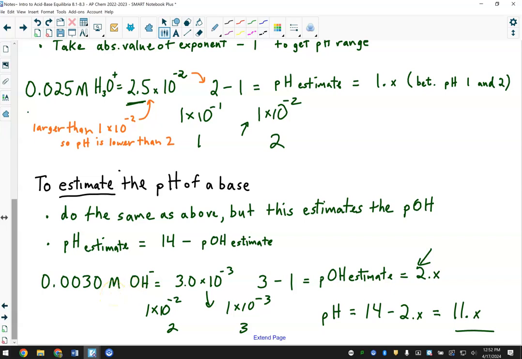All right, so you should be able to estimate the pH of a strong acid or base from its concentration. Or if you know the concentration, even if it's a weak base or weak acid, if you know that this is the actual concentration of hydroxide or hydronium, you can do this estimation.